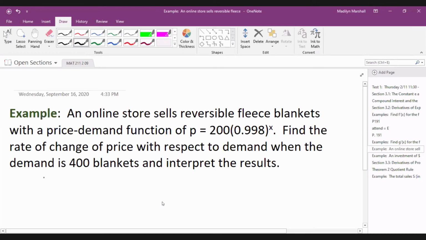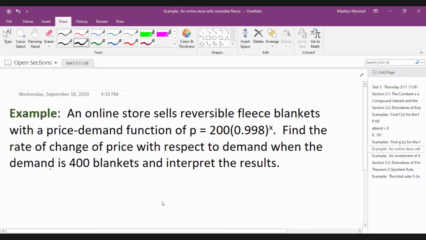Okay, so we have an online store selling reversible fleece blankets, a very specific item, with a price demand function here. So in chapter 2, we saw price demand equations, in which case we always had linear equations. So now we have a price demand function where price is an exponential function of that demand x.